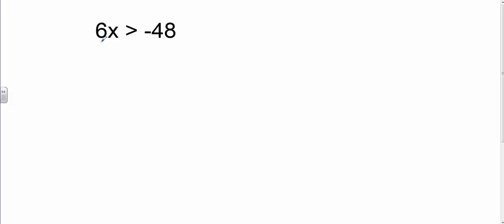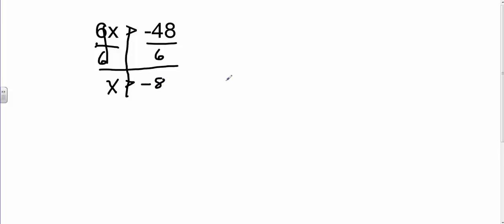Okay, we've got 6x is greater than negative 48. First thing you do is draw the line down the middle. Then we've got 6x is greater than negative 48. We divide by 6 on both sides because the opposite of multiplying by 6 is dividing by 6. We draw a line indicating that we've got a new step. We cross out the 6's and we're left with x is greater than negative 8.